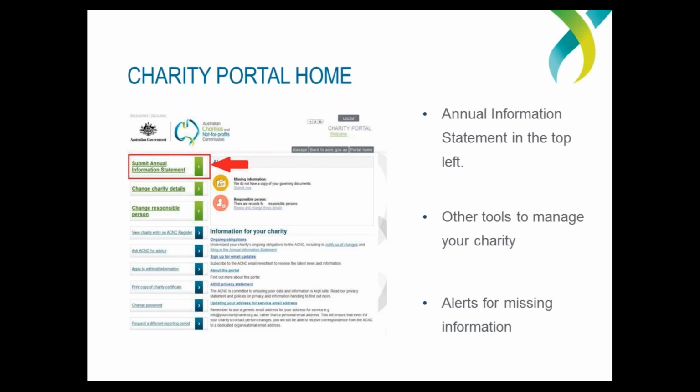Elsewhere on the page there are some useful general information bits and pieces for your charity, as well as a space near the centre of the page for alerts to appear. If your charity has some overdue reporting, or its records aren't up to date, for example a missing governing document, an alert will appear here to let you know.